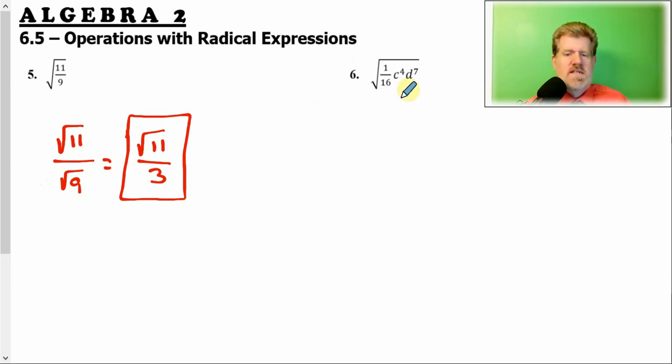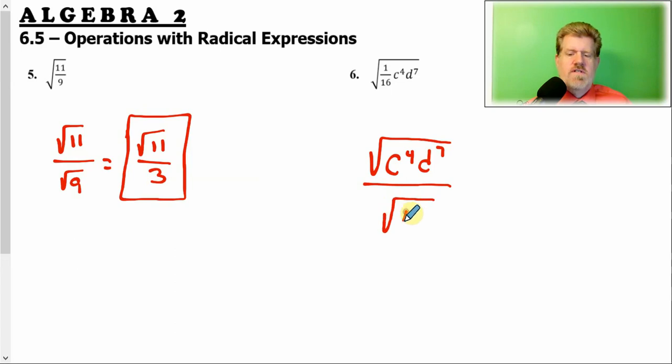All right, the square root of 1/16 c to the 4th d to the 7th. So it's a square root. Now, if you recognize the square root, in fact, let me write it like this. On the top is c to the 4th d to the 7th. On the bottom is the square root of 16, because remember, that's 1 over 16, so that's like in the denominator. So let's do it.